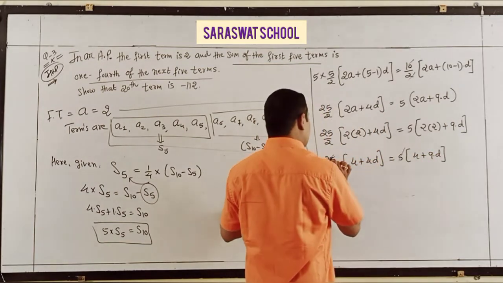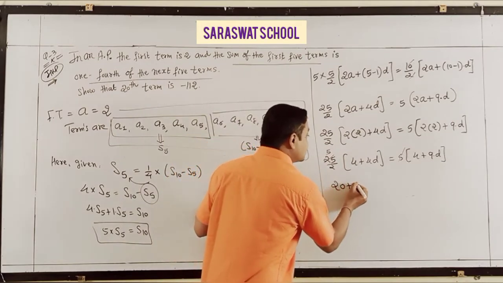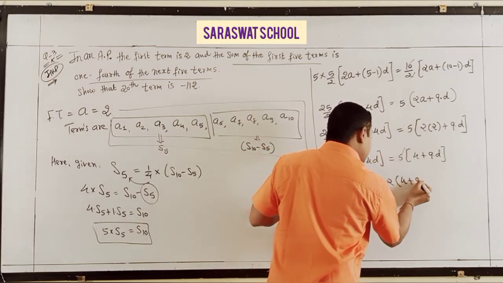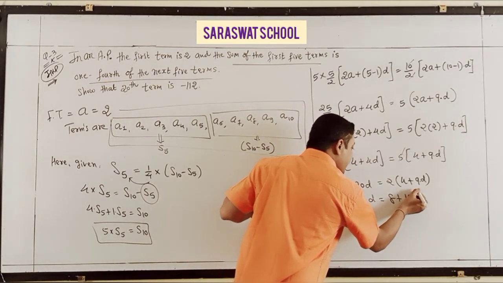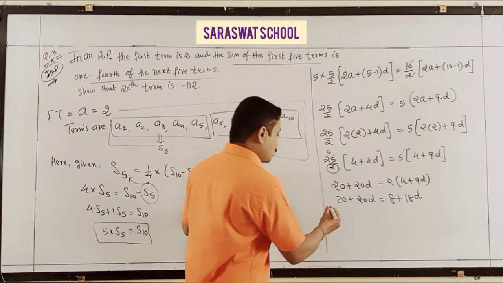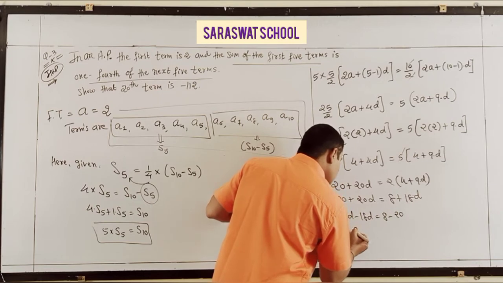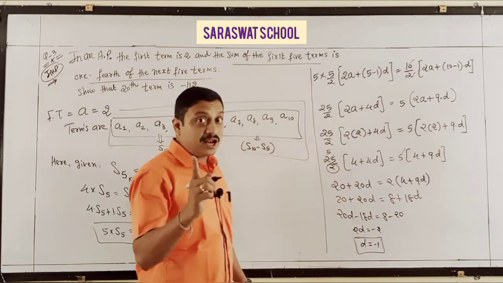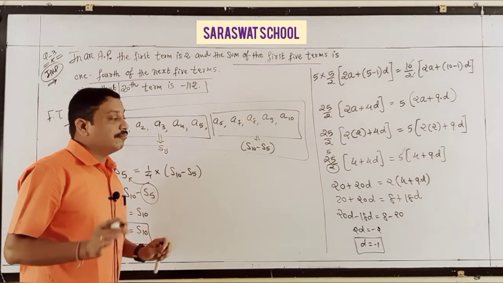Now these 5 fives are gone, 25, and multiply, so 5 fours are 20 plus 20D, and this 2 carry forward to the right side, 2 times 4 plus 9D. So students, you are getting 20 plus 20D, here 8 plus 18D. It means now you can calculate the D value. So 20D minus 18D, 8 minus 20, which gives 2D, minus 2, D becomes minus 1. It means A is ready, D is ready, but I want to prove that the 20th term becomes minus 112.